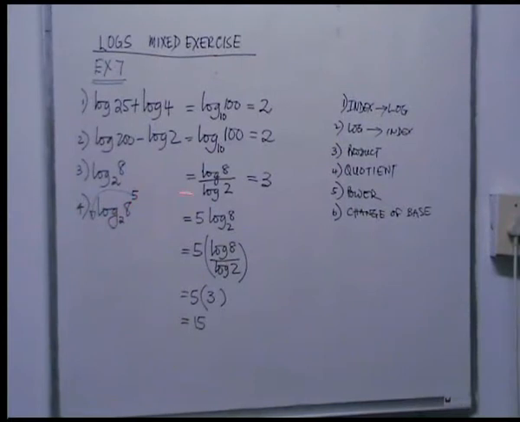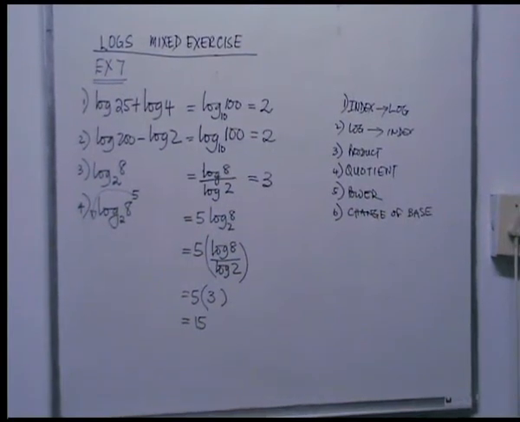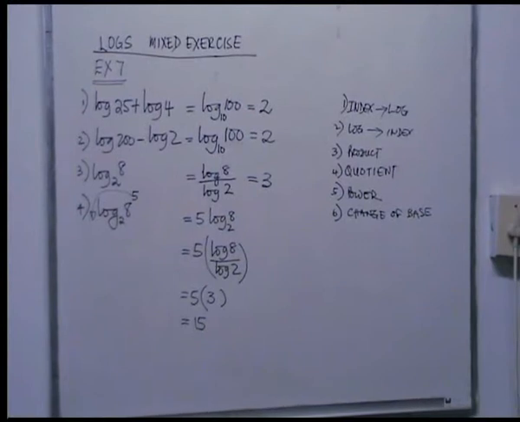So in this example, in number 4, you're using 2 laws. Firstly, you used the power law and brought the 5 to the front. Then secondly, you did change of base on this part. Then you use the calculator to help you to get log of 8 divided by log of 2. You got the answer 3. Then 5 times 3 gives you 15.